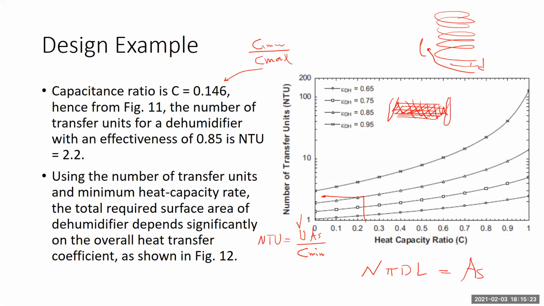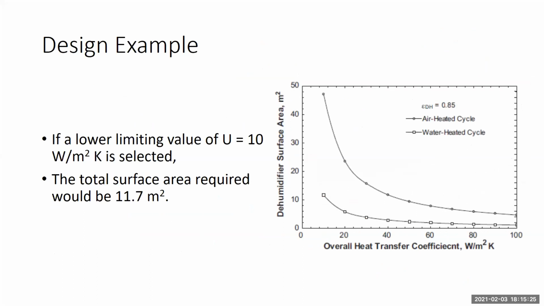Or alternatively, you can use a figure like this. If you know the overall heat transfer coefficient of the system that you have, and it is a water heated system, then from here you can get the surface area right away. So that's an alternative way: knowing the overall heat transfer coefficient and the mode of heating that you have, you can come up with a value of the surface area right away.